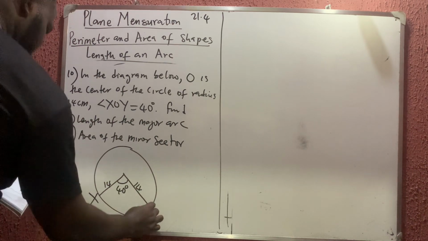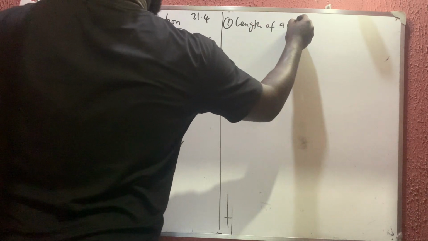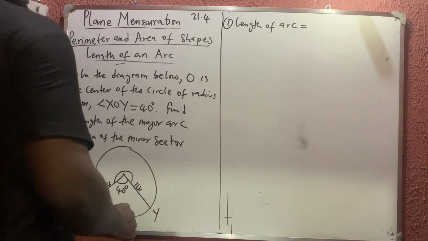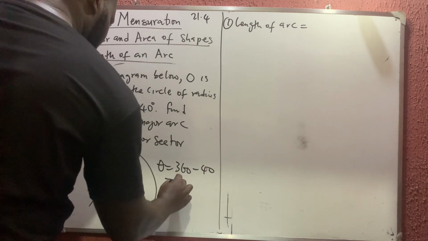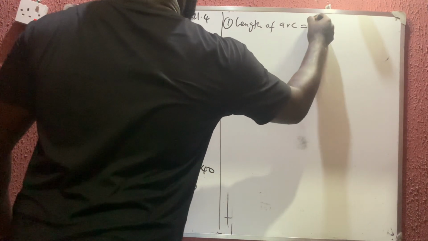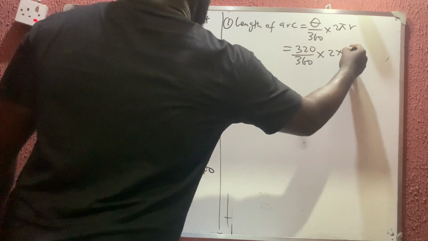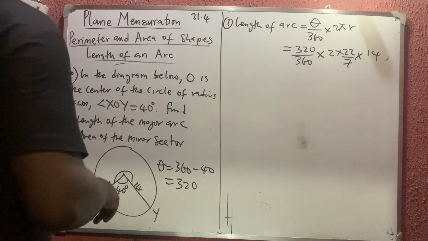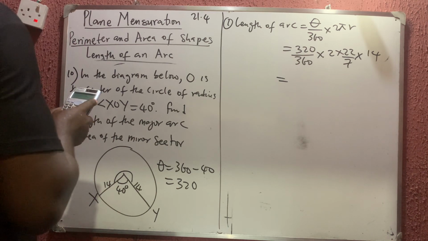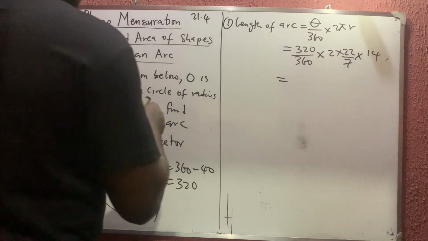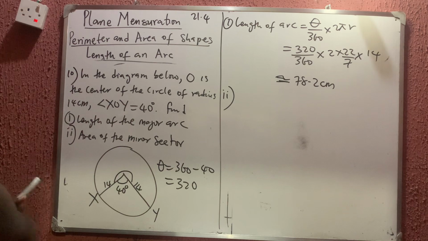Here is our X and here is our Y. So this is very simple. For I, we know that the length of the arc should be equal to, don't forget that they say the major one, so we are using this place, that is 360 minus 40. So the theta we are going to use is 360 minus 40, which is 320. So we say theta over 360 times 2 pi r, which is 320 over 360 times 2 times 22 over 7 times 14, because the radius is 14. So we are going to have 320 times 2 times 22 times 14 divided by 2520. So I'm having approximately 78.2 cm.